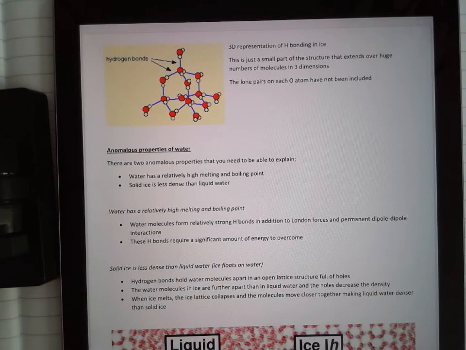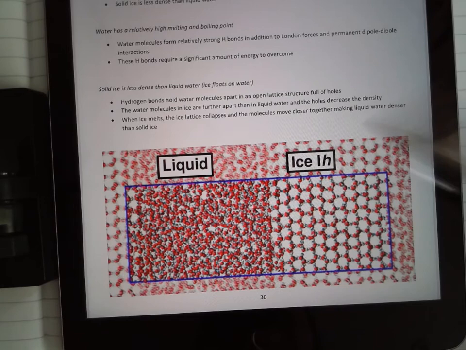So you're hopefully aware that ice floats in water. The fact that ice floats in water tells you that the particles in solid ice are less tightly packed than the water molecules in liquid water. Now, this is not normally what we see. We know from looking at particle diagrams that in a solid, the particles are tightly packed, and in a liquid, they're further apart. But in water, the opposite is true. In water, the molecules are further apart in ice than they are in liquid.